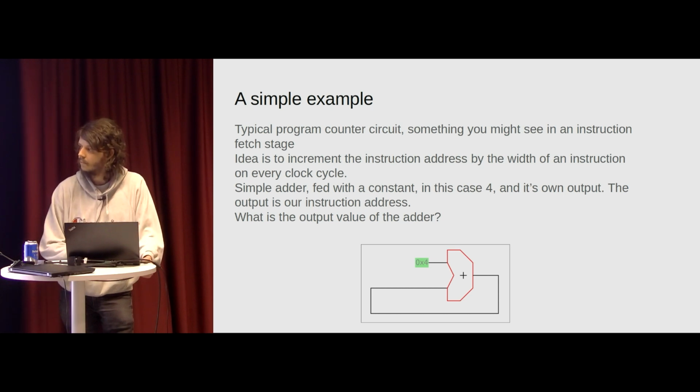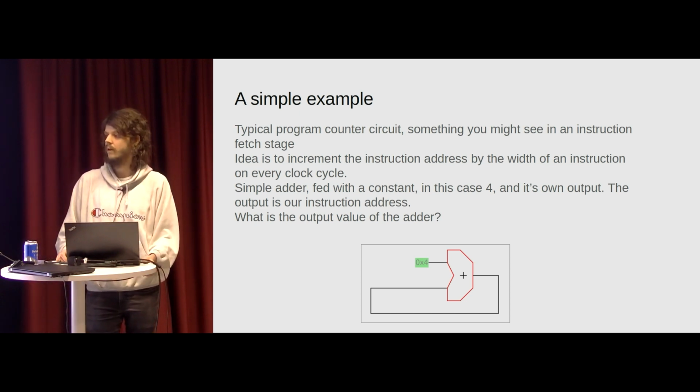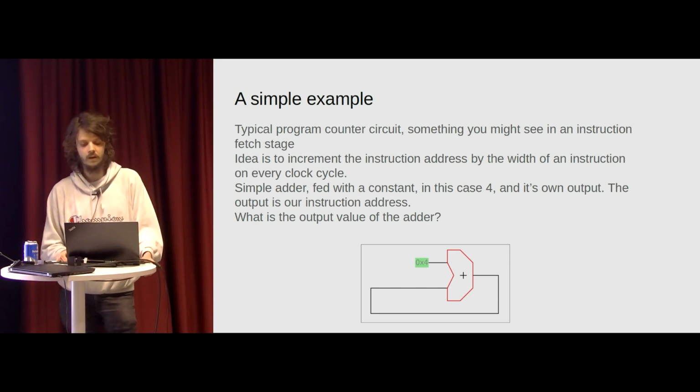You probably can figure out what the adder is. We have an adder, which is a component that just adds the two inputs. A constant 4 on one of the inputs, and the second input is just the output of the circuit. So let's see if we can figure out what the output is, which in this case would be the instruction address that we forward to the instruction memory.